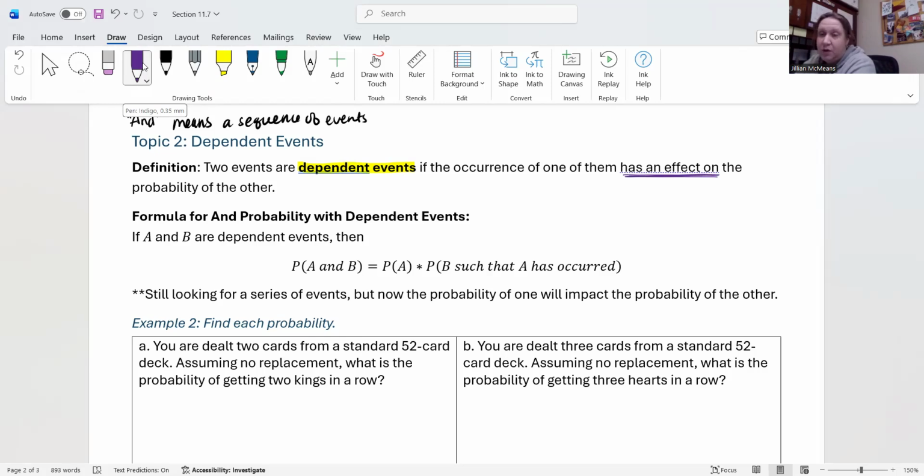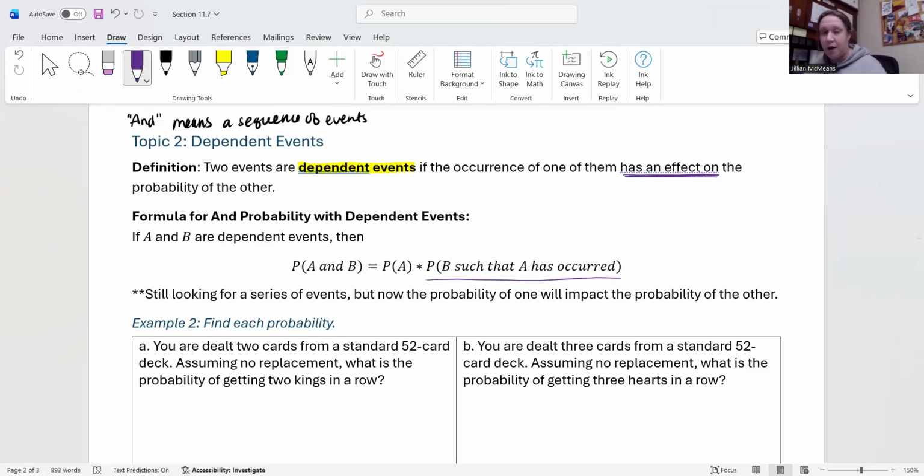So when you're dealing with the probability of events involving "and" and you do have dependent events, you have to be a little bit careful with how you calculate your probability. If A and B are dependent events, then the probability of A and B is the probability of A times the probability of B, knowing that A has already happened. This statement just means we're looking at the probability of B, but we know that A changed it. We know A had some kind of impact on B in some way, shape, or form. So you're still looking for a series of events. That hasn't changed. It's just now we know the probability of one impacts the other.